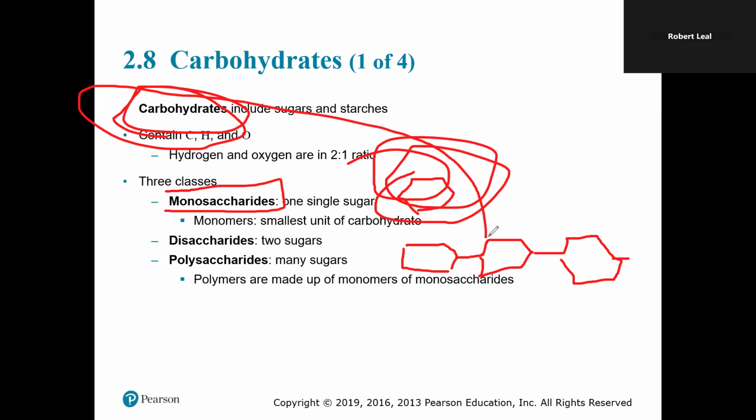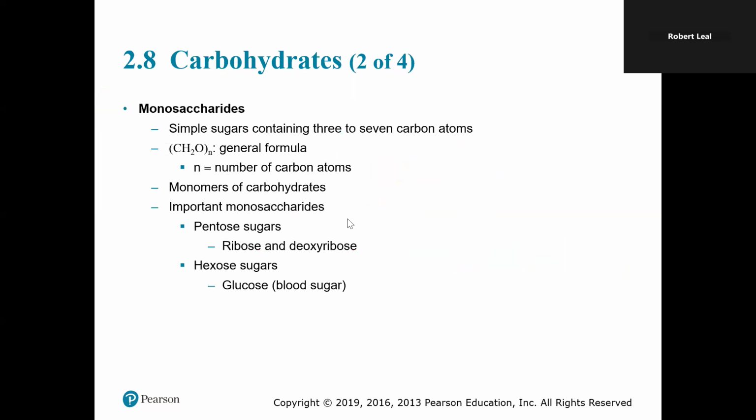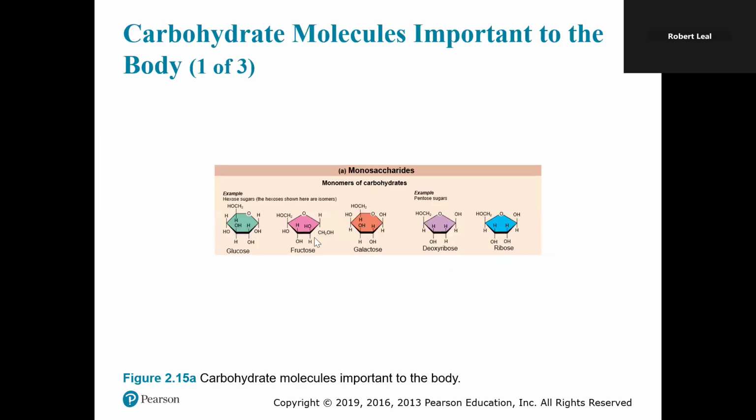All right, let's clear my drawings, go to the next slide. I don't want to read all that. This picture's kind of small, but this is a typical monosaccharide. How do I know I'm looking at a monosaccharide? Well, for one, they're always going to have carbon in their structure. They're always going to have hydrogen in their structure, and they're always going to have oxygen in their structure.